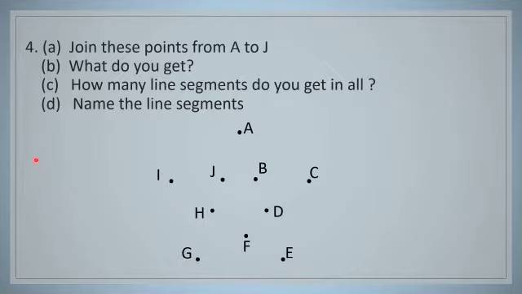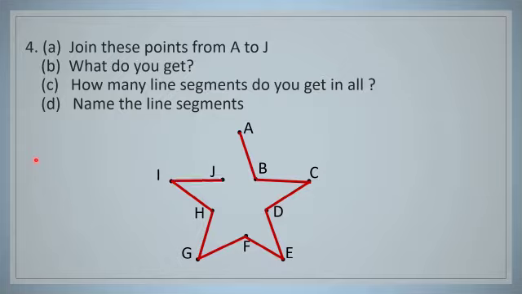The first is A, B, then B, C, C, D, D, E, E, F, F, G, G, H, H, I, I, J, J, A. So we have joined these points from A to J. So the first question is done. The second question is, what do you get? As you can see in the figure, we have got a star. That is the answer. A star is what we have got by joining these points from A to J.